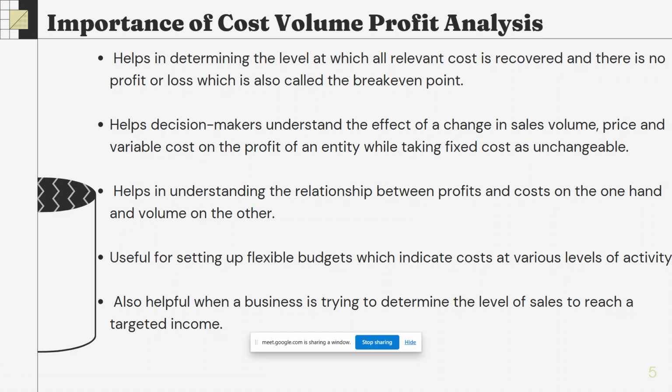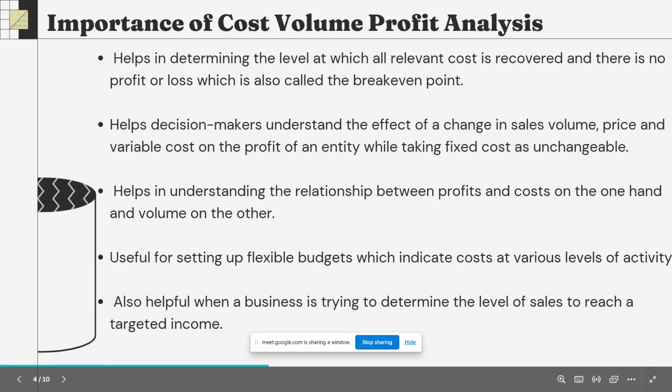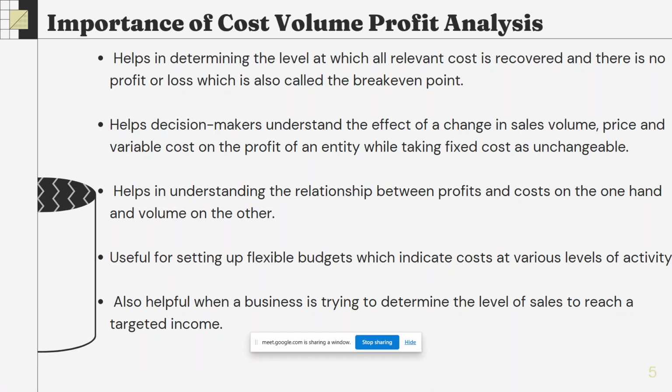The importance of cost volume profit analysis. First, it helps in determining the level at which all relevant cost is recovered and there is no profit or loss, which is also called the break-even point. Second, it helps decision makers understand the effect of a change in sales volume, price, and variable cost on the profit of an entity while taking fixed costs as unchangeable.